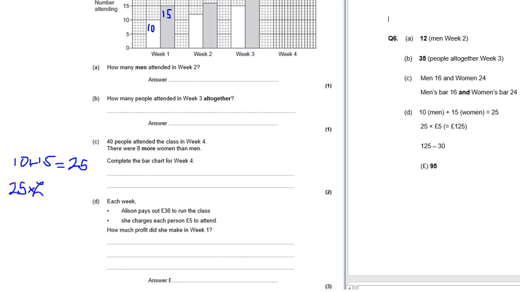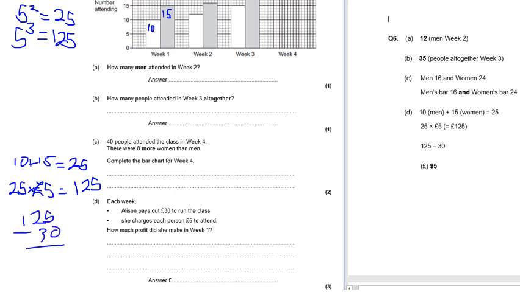You times it by the £5 equals 125. That happens to be one of those numbers that I know, because that is like 5 cubed equals 125. 5 squared equals 25. Okay. So she pays £30, so we got 125. Take away the £30 equals £95. Okay.